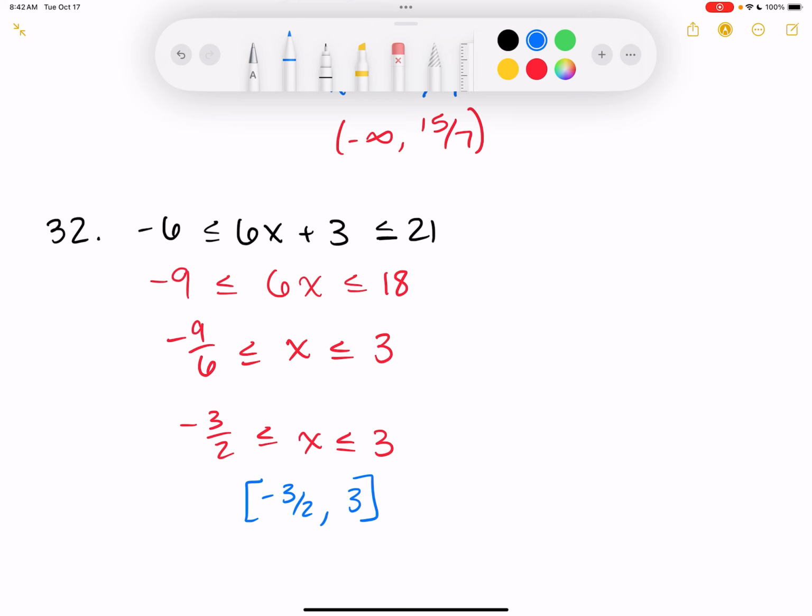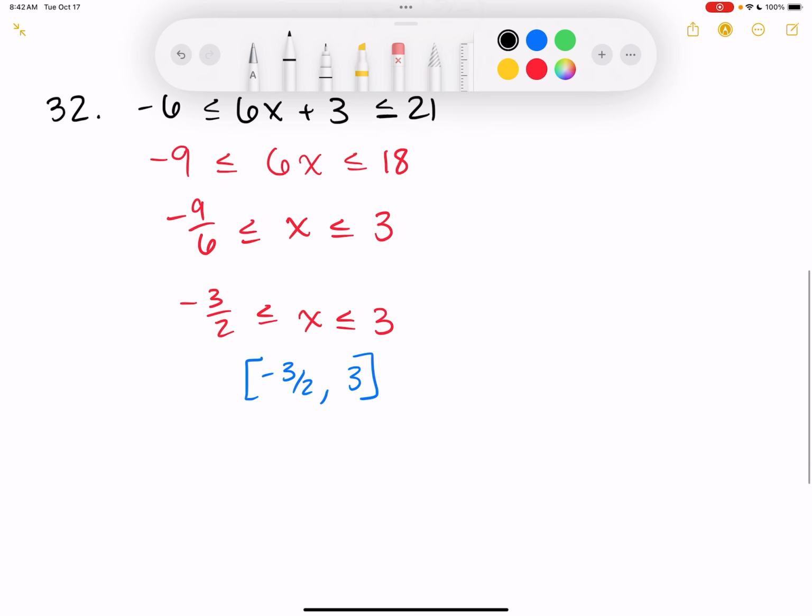Let's see. 36. -5 is less than or equal to x minus 3/3, less than or equal to 1.